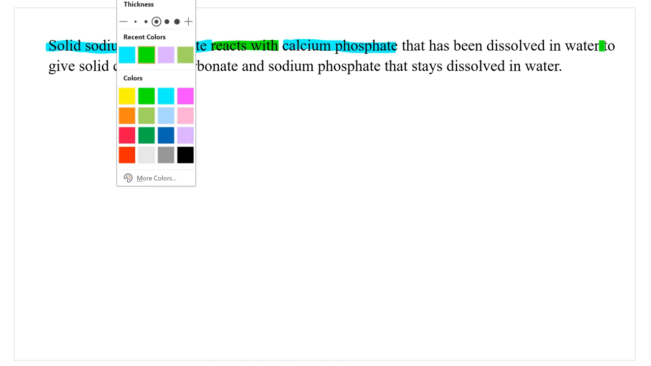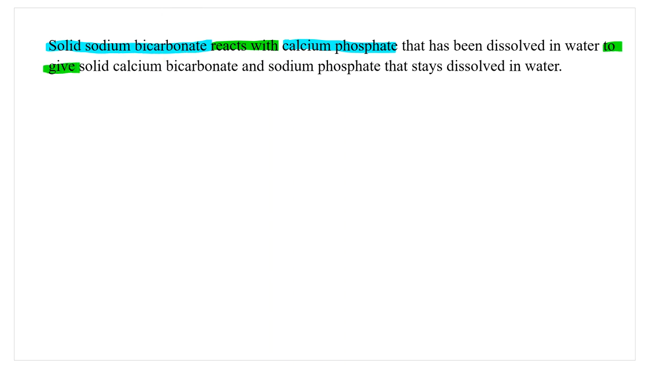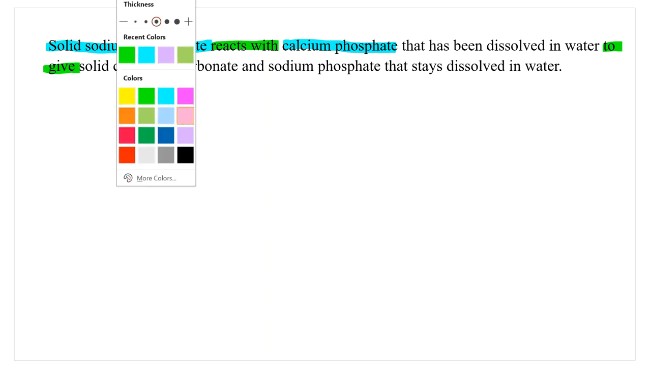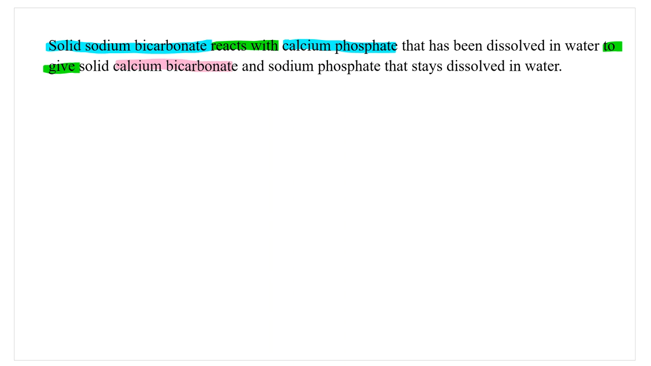To give, that's telling us now that we're switching to our products. And our products are calcium bicarb and sodium phosphate. And then that stays dissolved in water. Again, that's just telling us the phase. Water is not participating in the reaction. It's just telling us water is there as a solvent, and it is telling us it's in the aqueous phase.